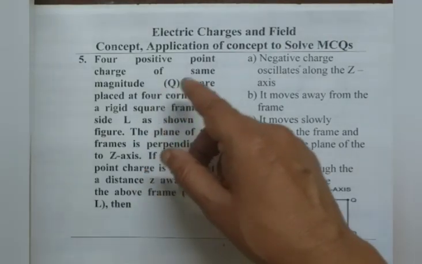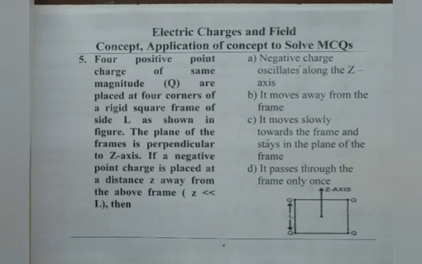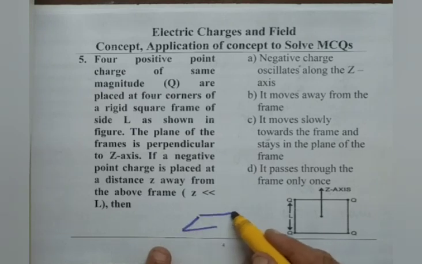We read, four positive point charges of same magnitude q are placed at four corners of a rigid square frame of side L, like this. It's given as a square, but the figure is somewhat distorted. The plane of the frame is perpendicular to the z axis. If a negative point charge is placed at a distance z away from the above, and it is also given in the bracket that z is much smaller. Observe, in this situation, Coulomb's law concept is to be applied.